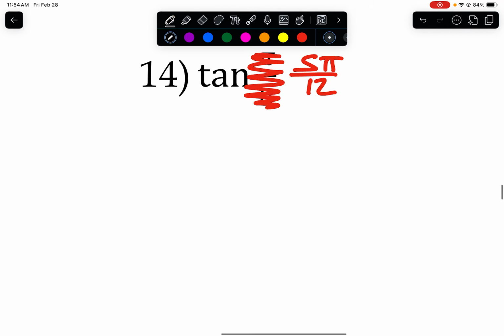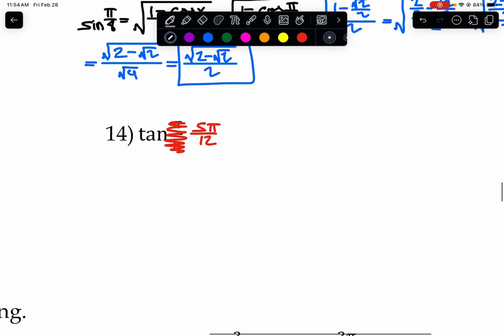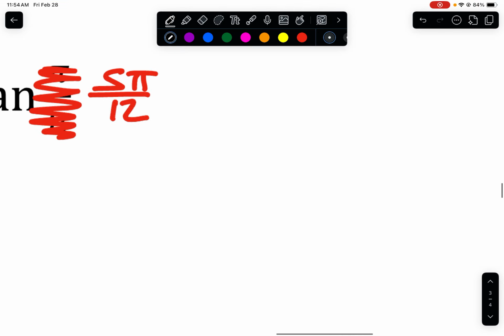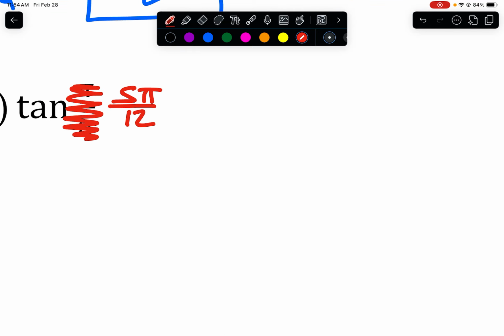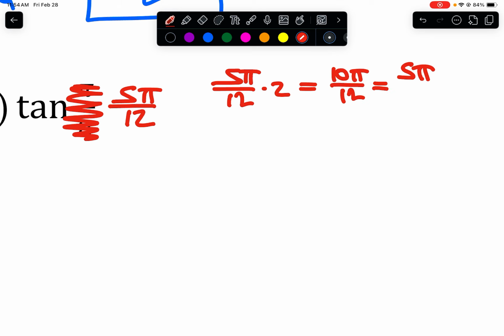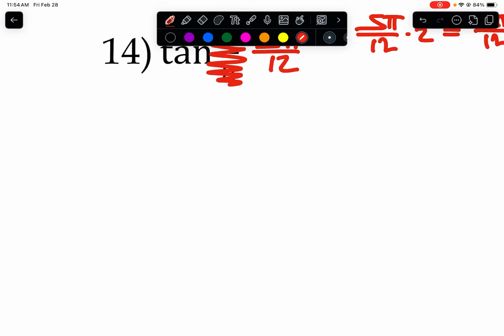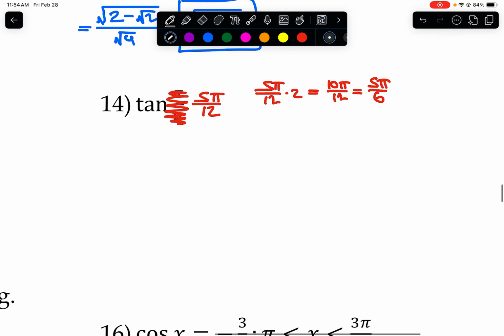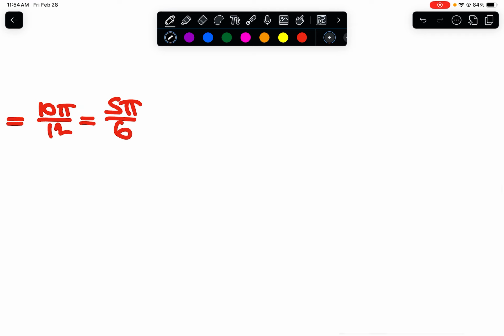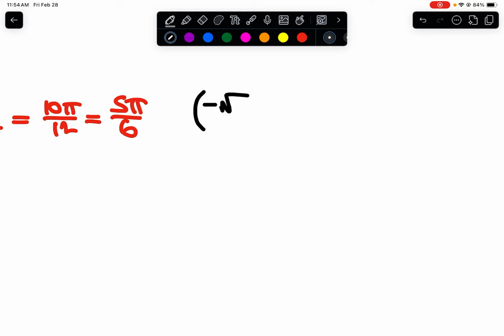Alrighty. So for tangent, with these, first I want to evaluate what my x value is going to be. So I'm going to multiply this by 2, which means I'm looking at 10 pi over 12, which is going to be 5 pi over 6. So I'm doing a half angle of 5 pi over 6. What this means is we have 2 options for tangent. Before I do those options, let me actually write the coordinate for 5 pi over 6, which is going to be negative root 3 over 2, comma positive 1/2.